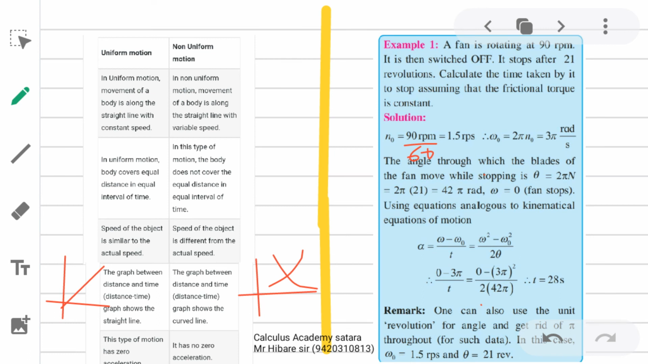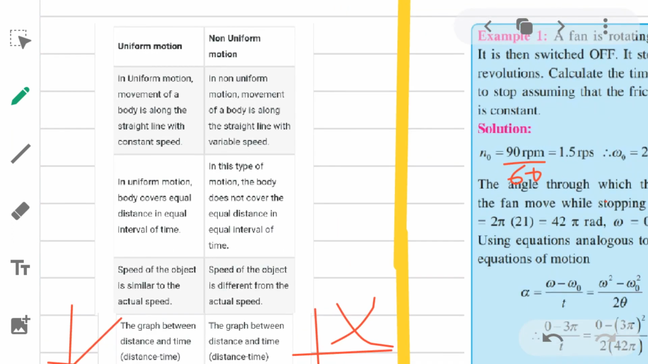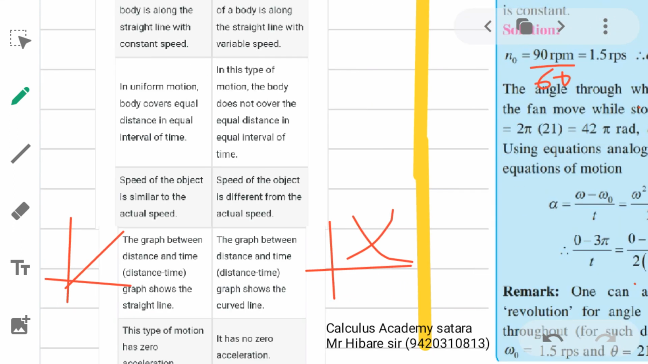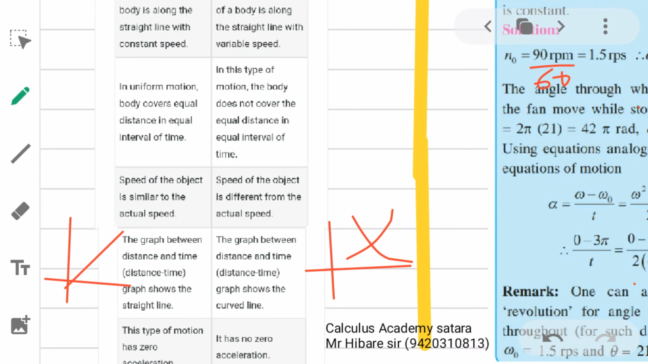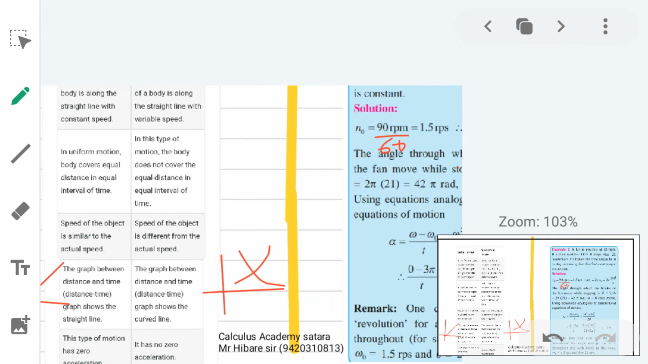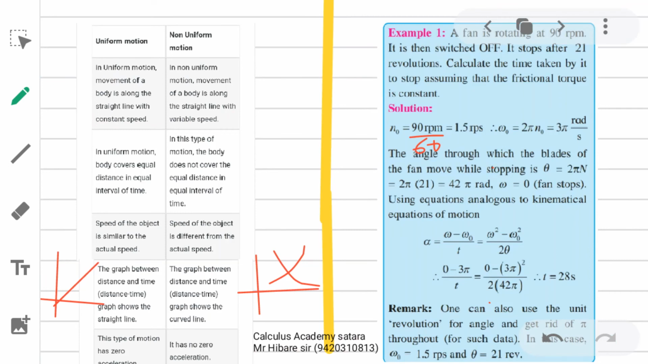Uniform motion and non-uniform motion. What is uniform motion? The movement of a body along a straight line at constant speed. Non-uniform motion does not have a constant speed. In uniform motion, it covers equal distance in equal intervals of time; in non-uniform, it does not happen. The graph is always a straight line here, while in non-uniform it is a curve. Uniform motion has zero acceleration, while non-uniform motion has some acceleration.